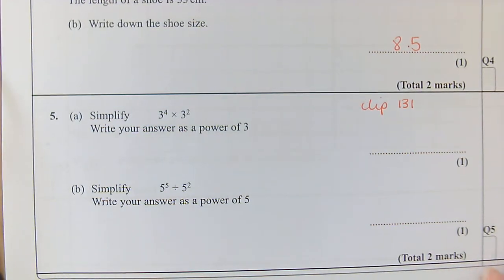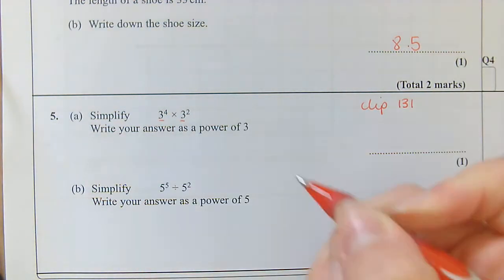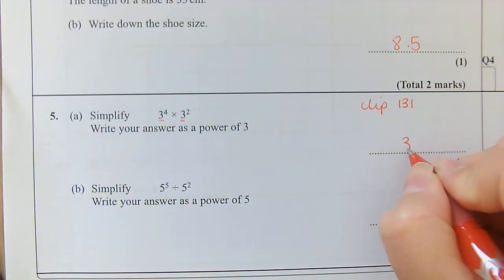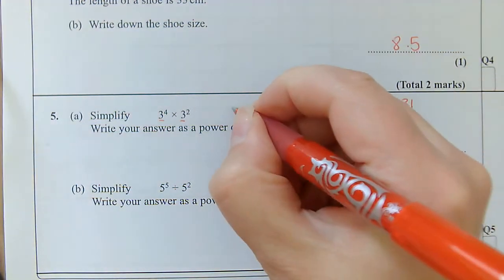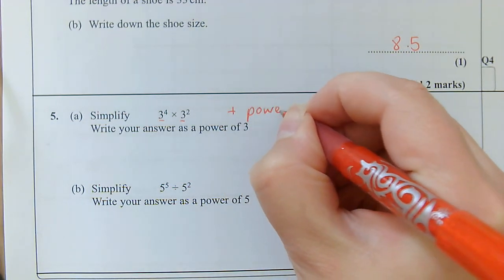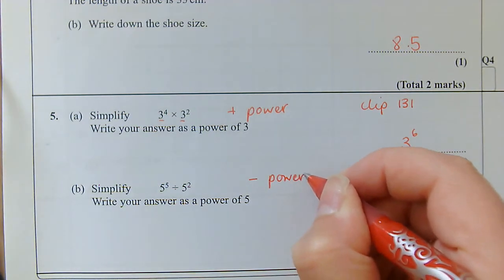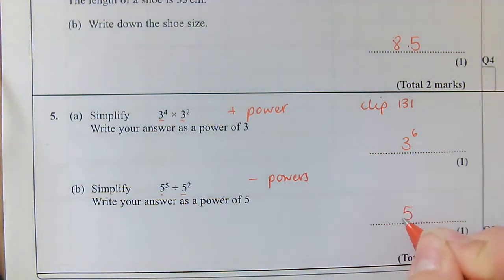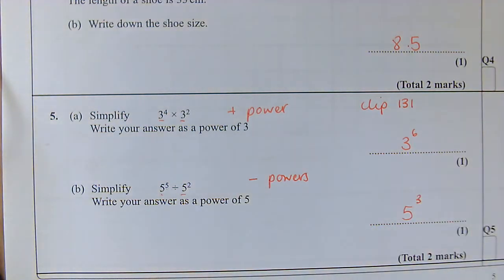Okay, so indices now. When we are multiplying our indices, make sure that we've got the same base number. If we have, we are just adding those powers. So we end up with 3 to the power of 6. So add the powers when you're multiplying. When you're dividing, we are subtracting the powers. So same base number there, so we end up with 5 subtract 2 to give us 5 cubed.